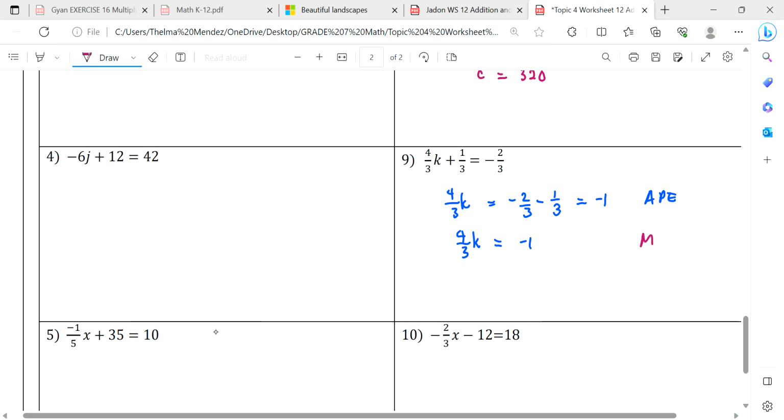Now we perform the multiplication property of equality. The reciprocal of 4/3 is 3/4, so we multiply this also by 3/4. So 3/4 times 4/3 is simply 1 whole times k is k. So negative 1 times 3/4 is negative 3/4. Okay, so let's proceed to the next one. We do number 5.